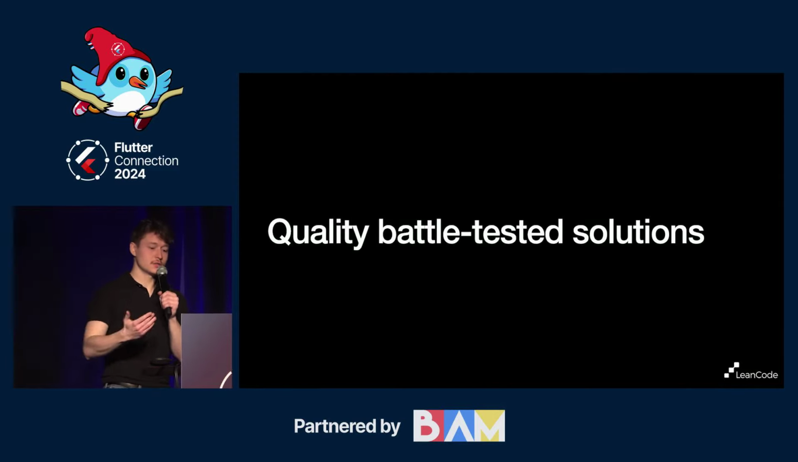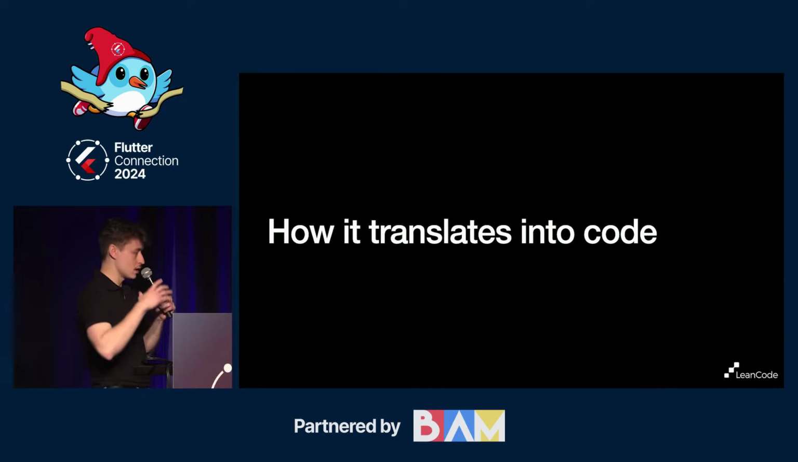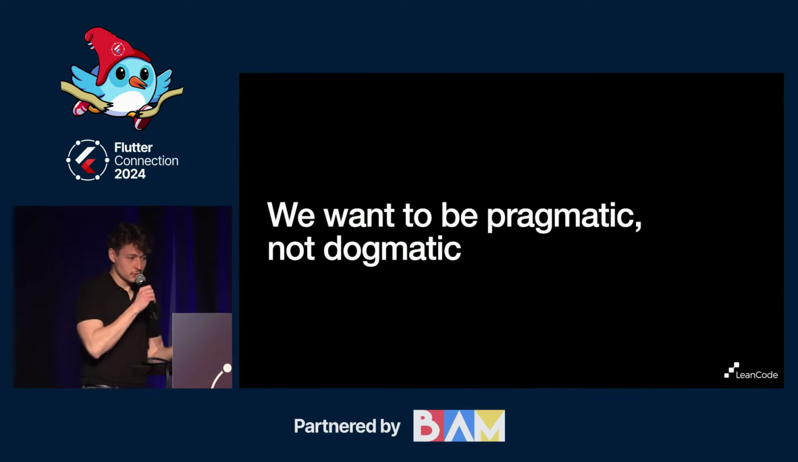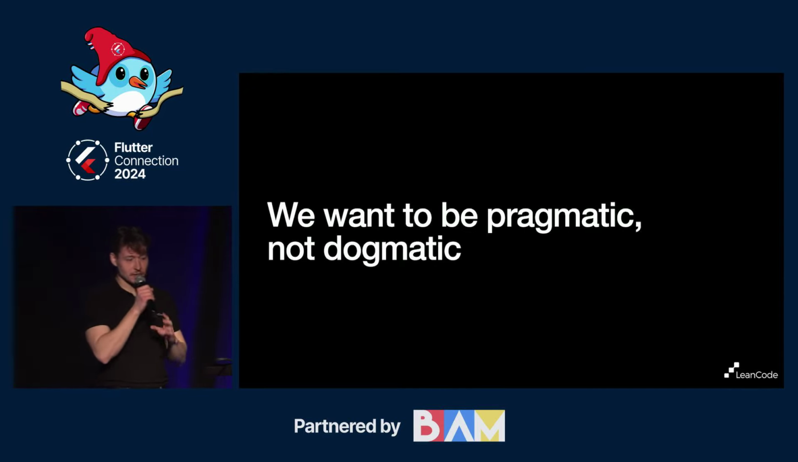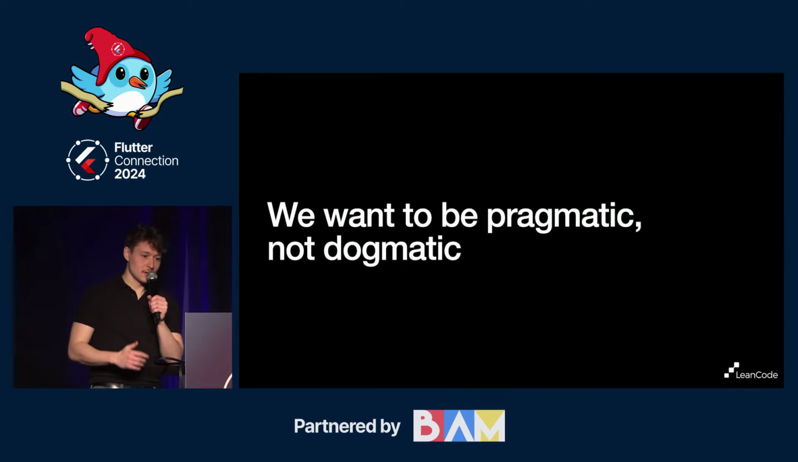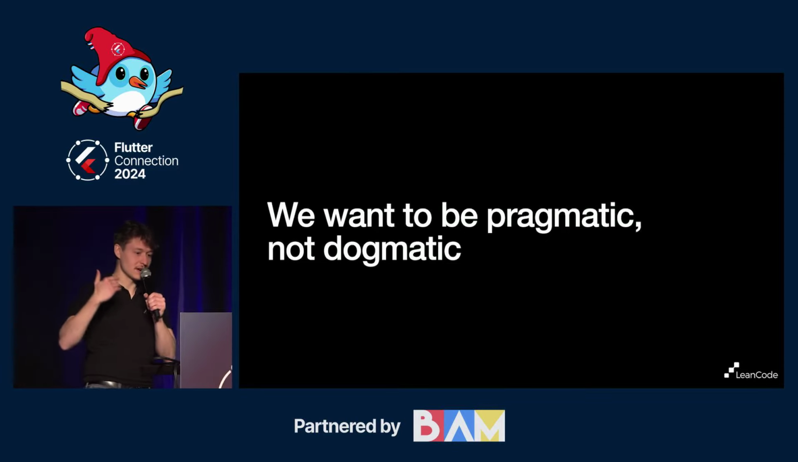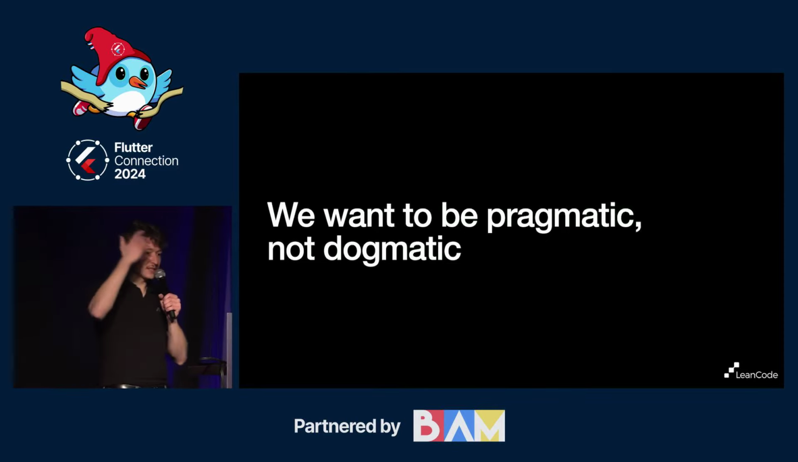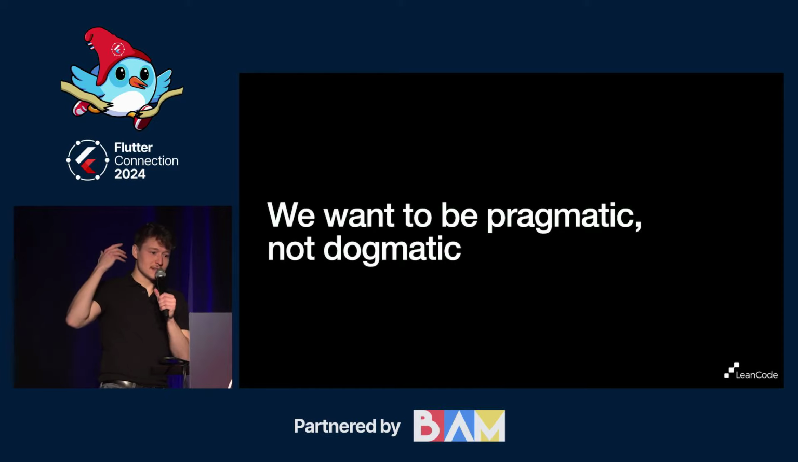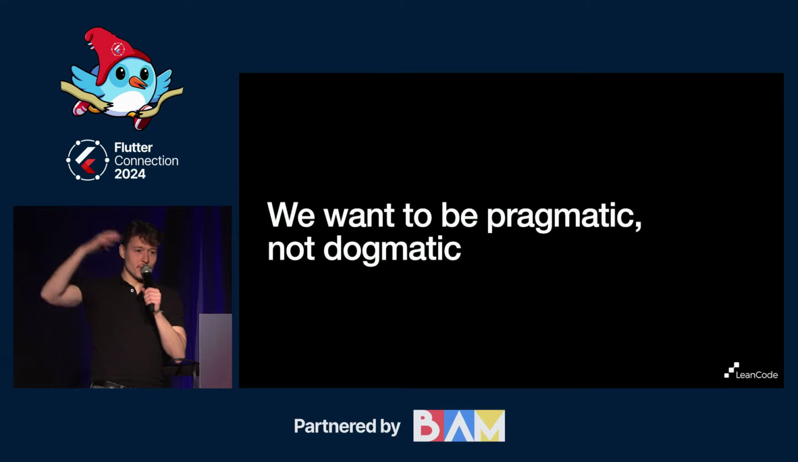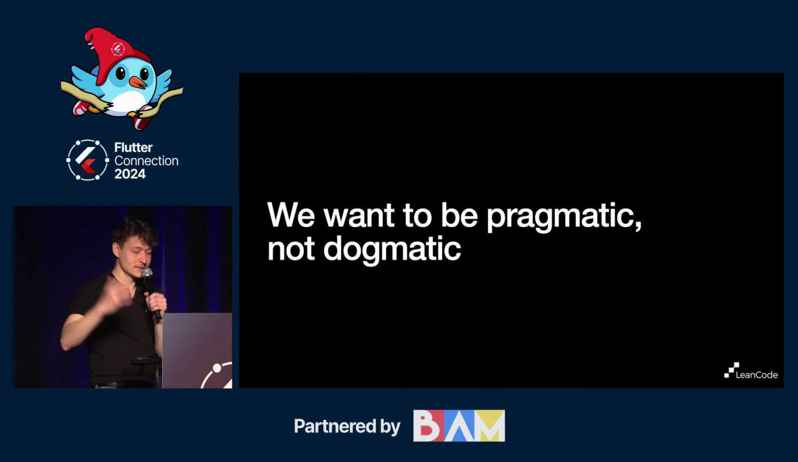Okay, so how does it translate into code in our approach? First, we want to be pragmatic and not dogmatic. What it means is that we want to make safe decisions that are good in our assumptions, and also that don't have a lot of boilerplate, don't have a lot of noise around the code. We want to minimize the noise.